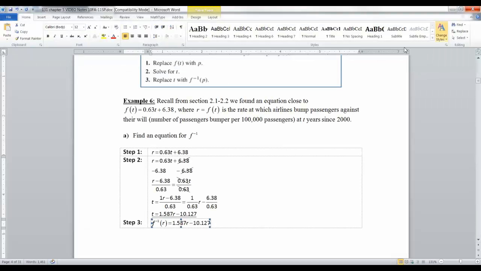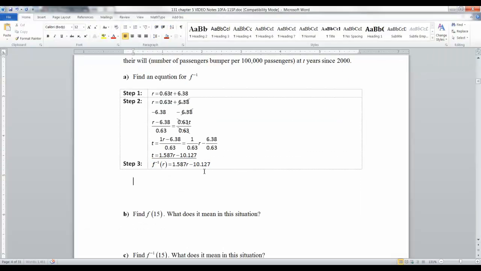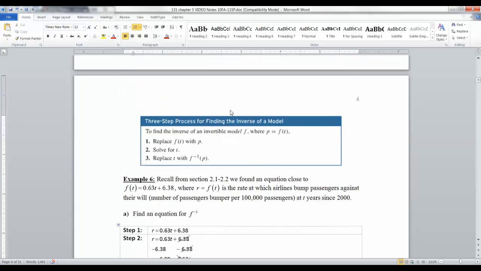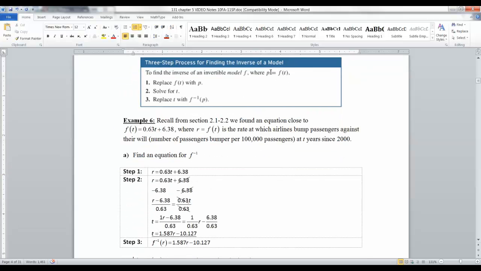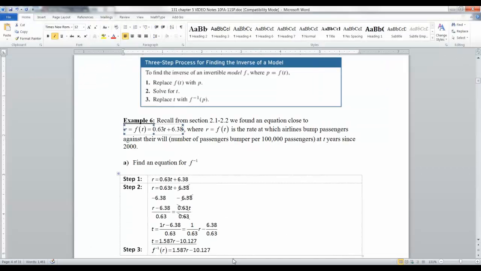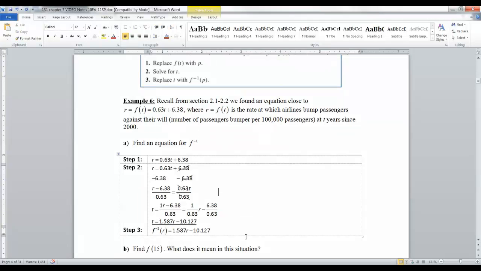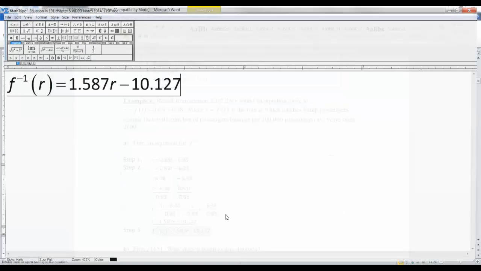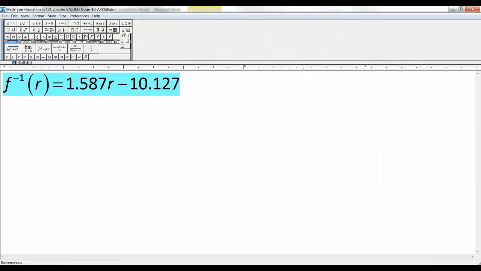So the top box on the page says p, but it's just saying that for generic reasons, right? It's saying, hey, if it's p equals f of t, well, yours wasn't. Yours was r equals f of t, right? And therefore, you've got to use r on your problem. If they said A for Alana, then you'd use A. You'd use whatever letter they give you. But this is your final result right there.